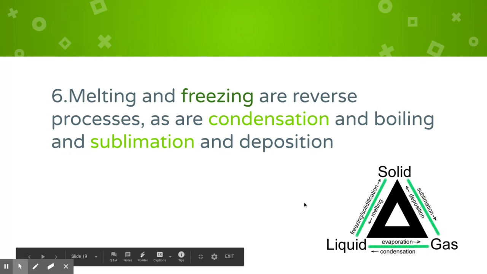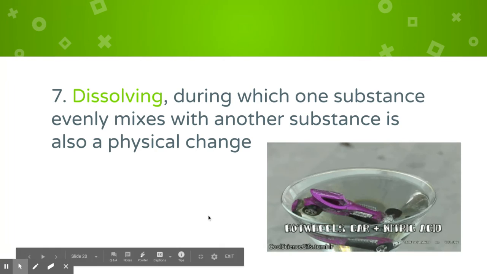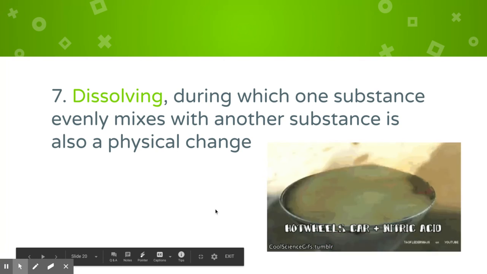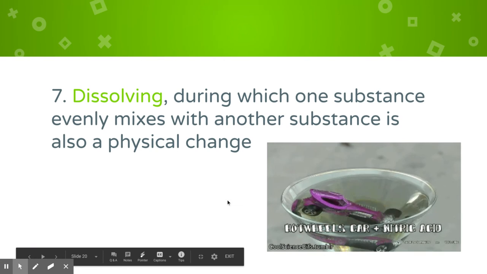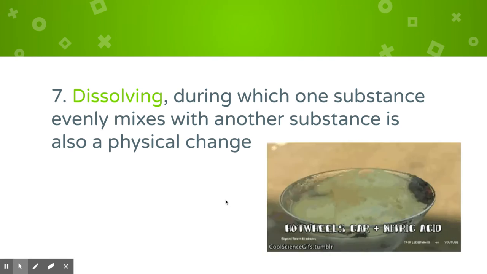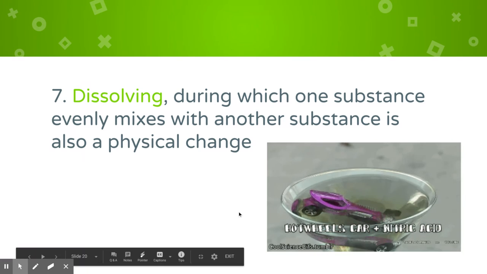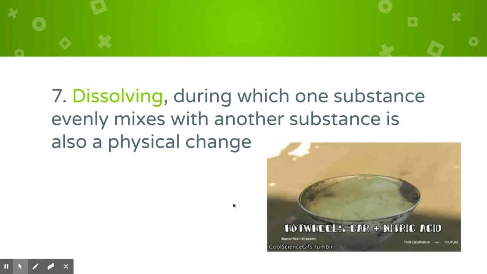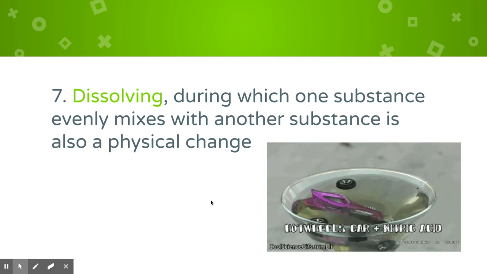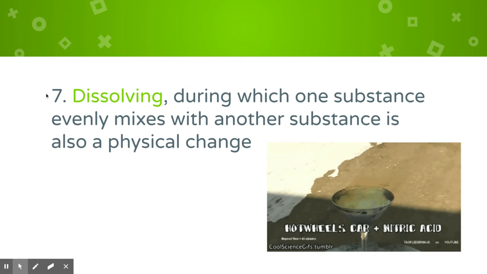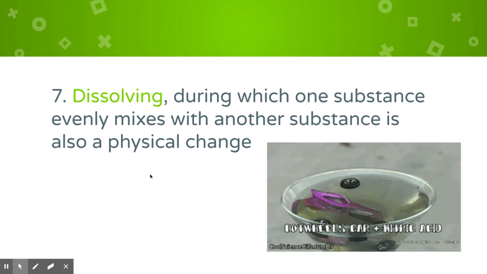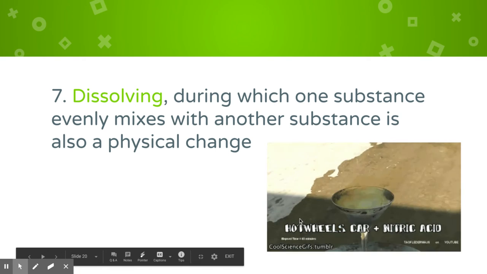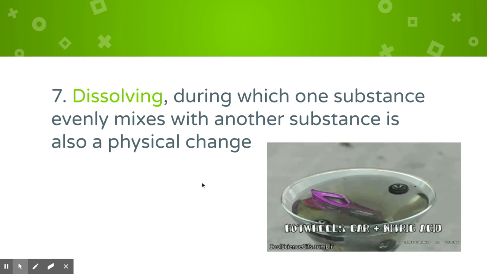Condensation and sublimation can be reversed as well. Now, dissolving is not a phase change. Dissolving is when materials are being broken apart molecule by molecule, so it's not just changing what state they're in. They're being broken apart and becoming a homogeneous mixture, but that's dissolving. Remember, we have the solute and solvent. In this case, the car is the solute. The nitric acid is the solvent.